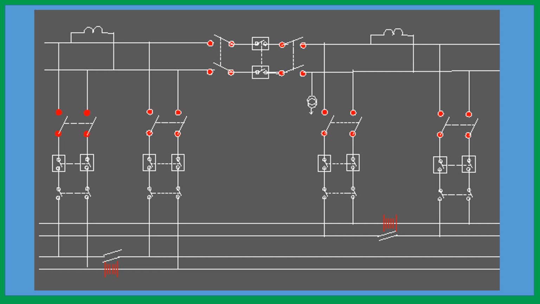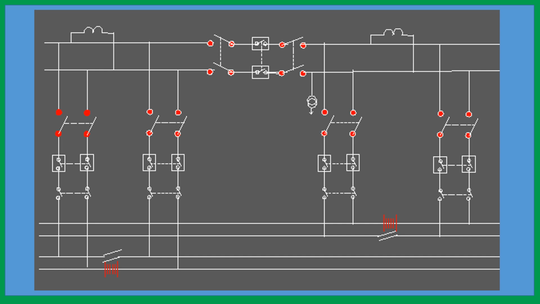But again the same thing, more space is required due to double pole interrupter and double pole isolator. More space is required. Bus bar modification is also to be done.